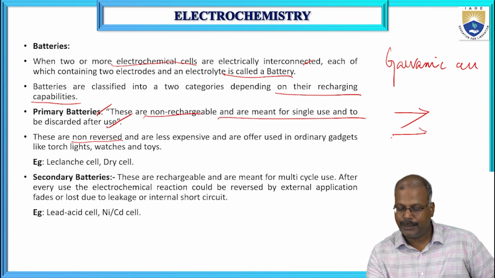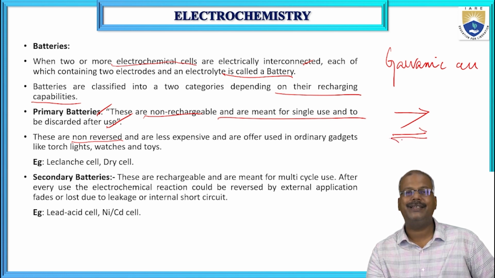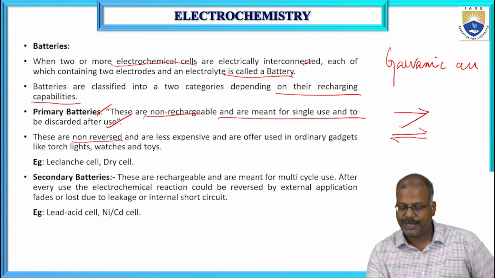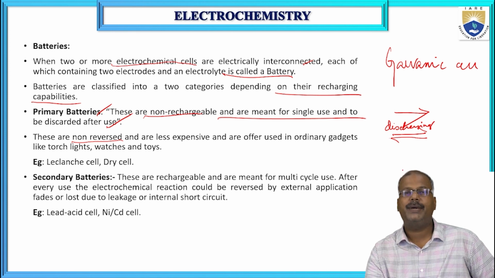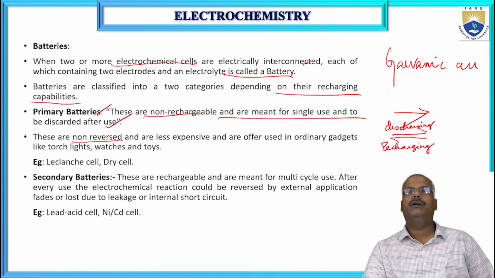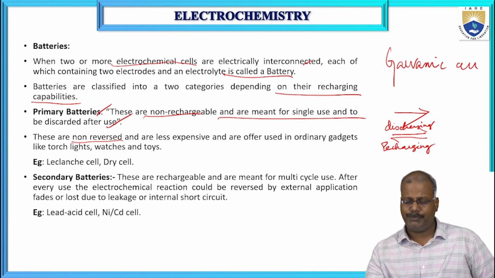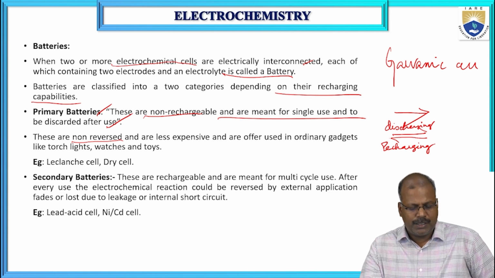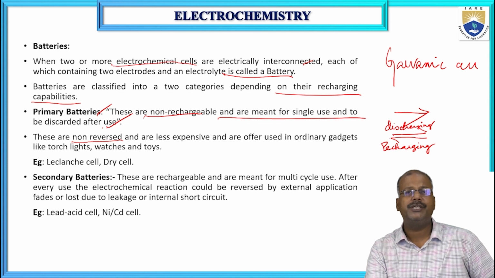Whereas in reversible batteries or secondary batteries, the forward reaction we call discharging. That means we are using the battery, and after the battery is fully discharged, we again recharge it. That is charging. Okay. So example we will see. Primary batteries are non-reversible, non-rechargeable, and are meant for single use.